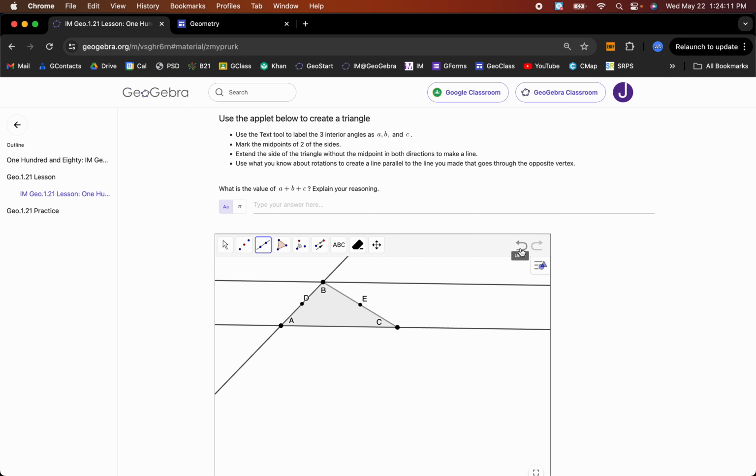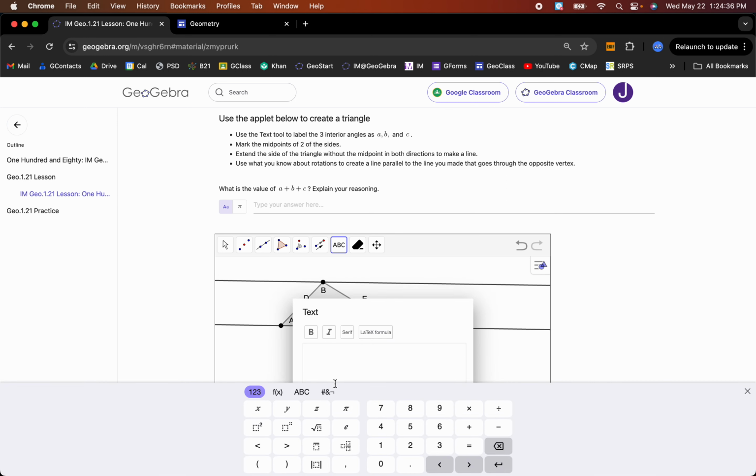that alternate interior angles are the same, right? If they're on the inside of the sandwich and they're on opposite sides of the toothpick, they have to be the same, which means that this angle here, angle A, and this angle up here have to be the same. So I'm going to put another A up here. Boom.